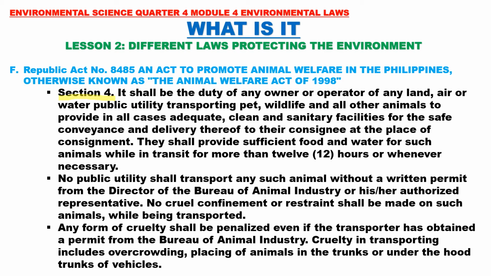Section 4 of RA 8485 states that it shall be the duty of any owner or operator of any land, air, or water public utility transporting pet, wildlife, and all other animals to provide in all cases adequate, clean, and sanitary facilities. No public utility shall transport any such animal without a written permit. No cruel confinement or restraint shall be made on such animals while being transported. Any form of cruelty shall be penalized, even if the transporter has obtained a permit from the Bureau of Animal Industry.